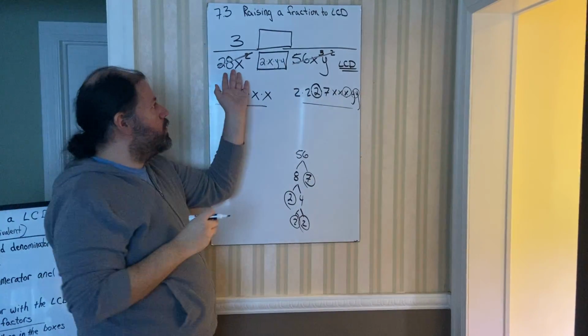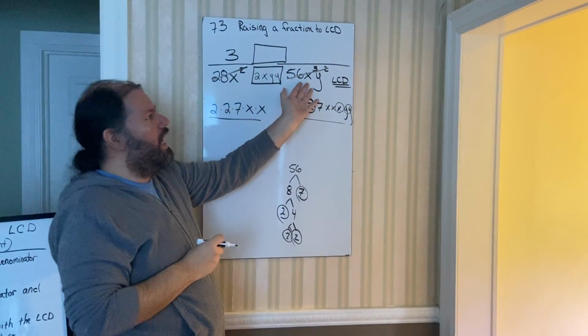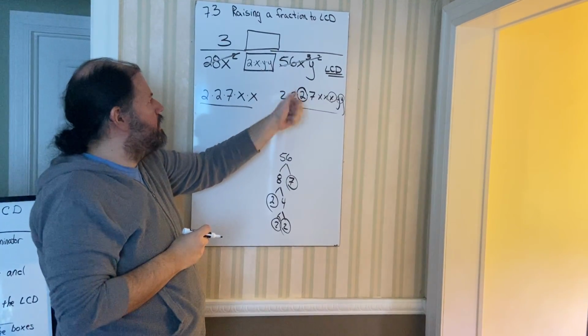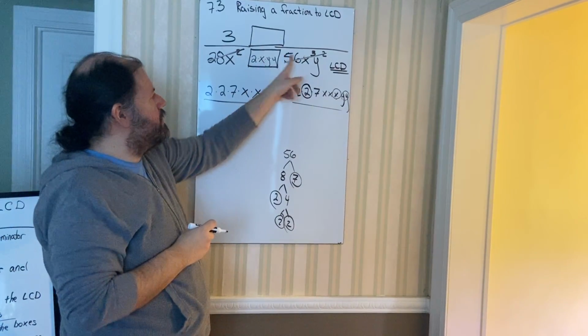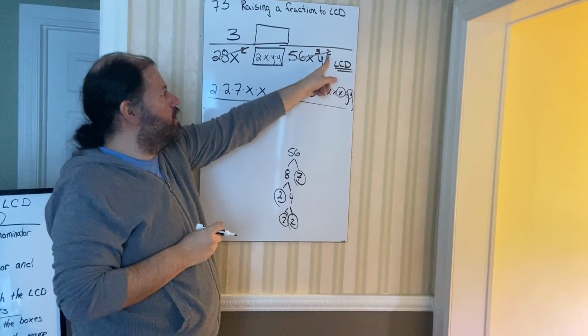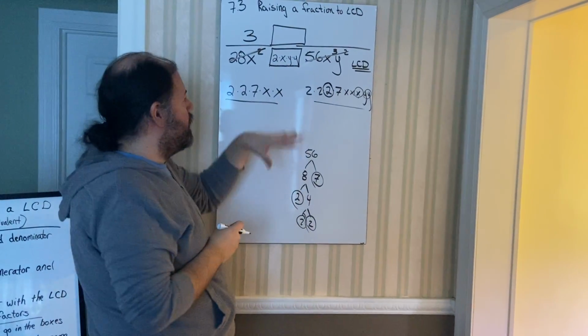Because if I took this 28x squared, or this one, and multiplied with this box, I'll get this 56x cubed y squared. Remember, 2 x's plus 1 more x is 3 of them. No y's, and then another 2 gives me the 2. And then 28 times 2 is 56.